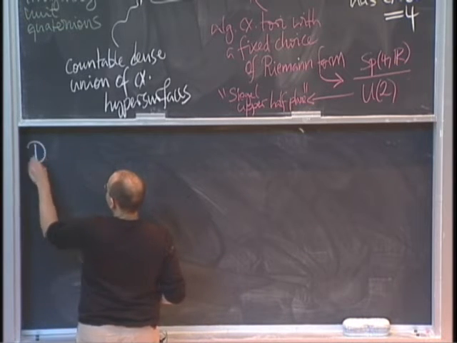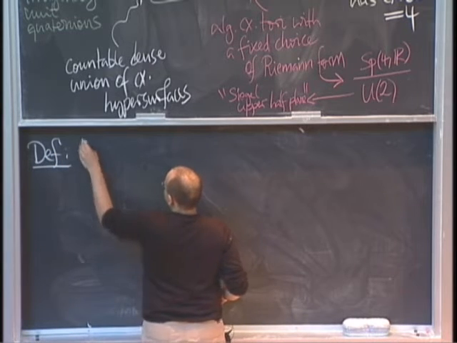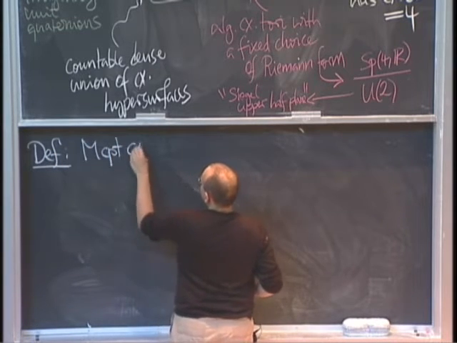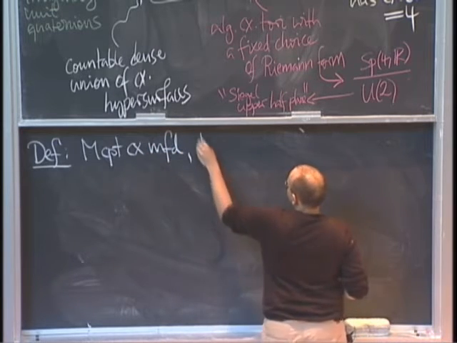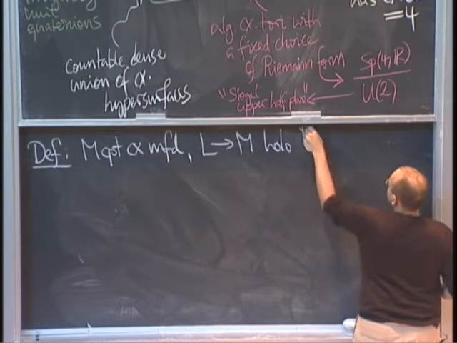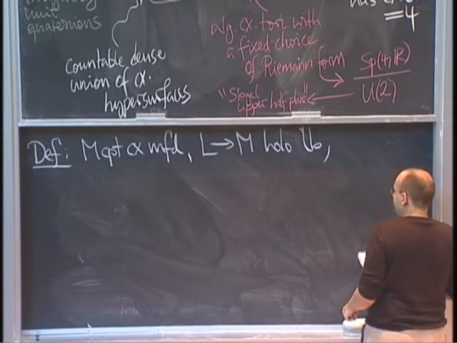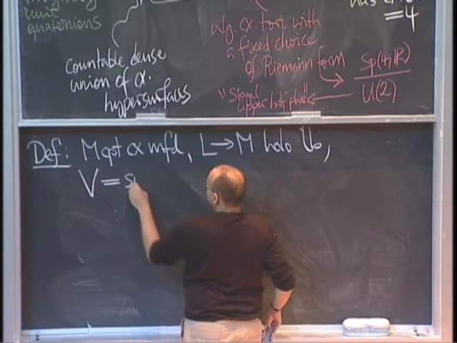So you have a compact complex manifold M and a holomorphic line bundle L to M. And I'm going to call V the space of global holomorphic sections.